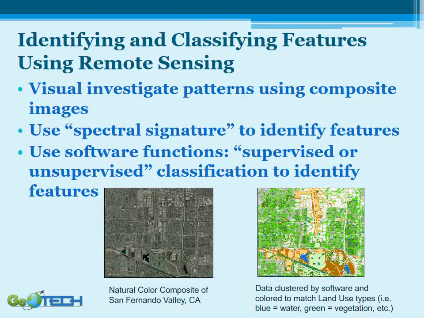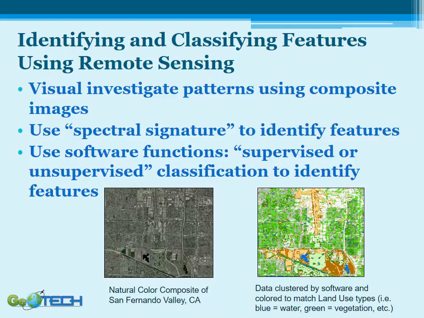When I have a remote sensed image, especially from a place I'm not familiar with, or I want to look at geologic processes, I want to look at patterns from the image in different composites. I can use those spectral signatures to try to identify certain things and cluster them or group them together. And to group them together, I can use software functions called supervised or unsupervised classification that can help me identify features in an image.